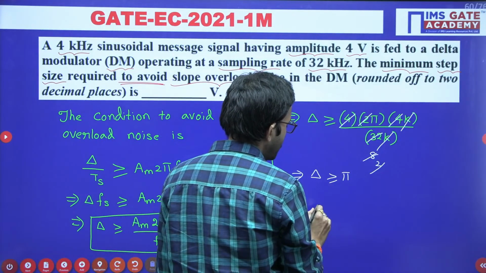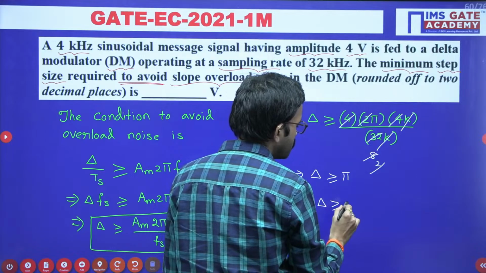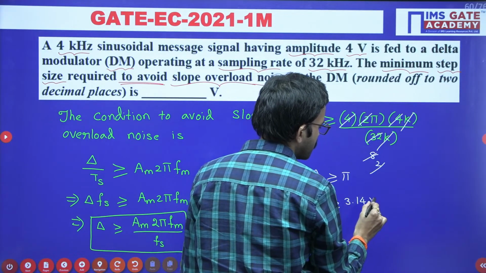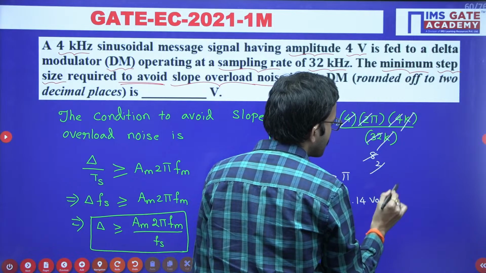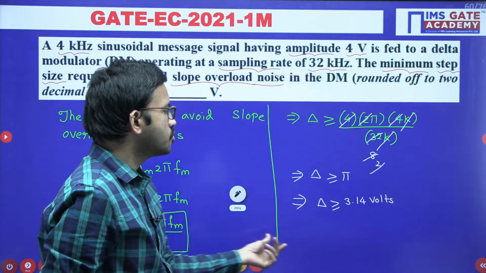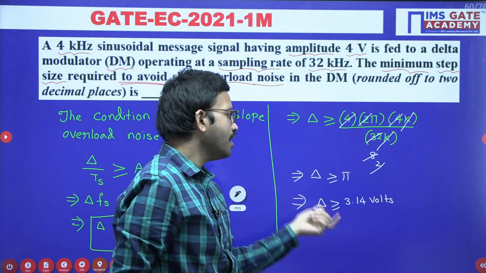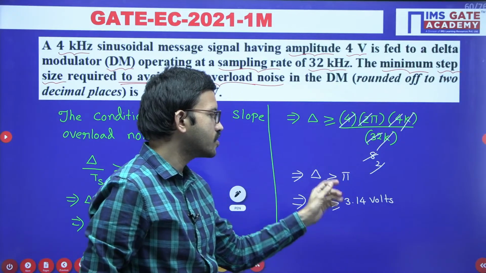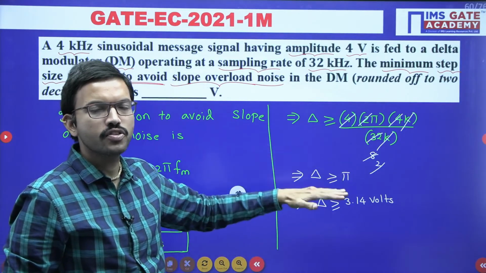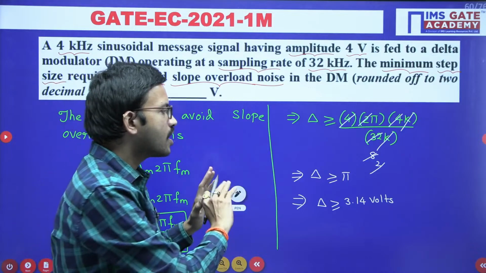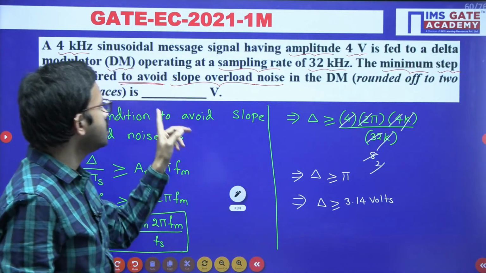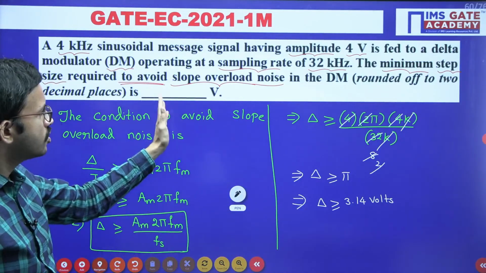So that means delta value should be greater than or equal to 3.14 volts. So here you can choose delta value, any value starting from 3.14 and even greater than 3.14, any value you can consider. For all those values, you can avoid the slope overload distortion or slope overload noise.